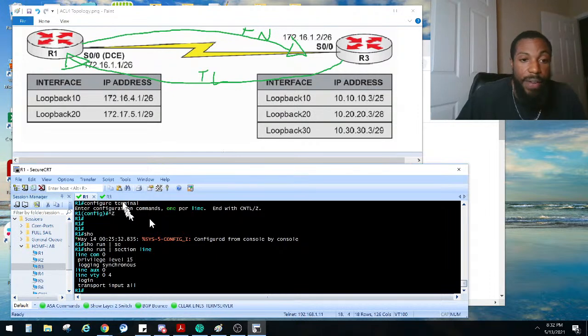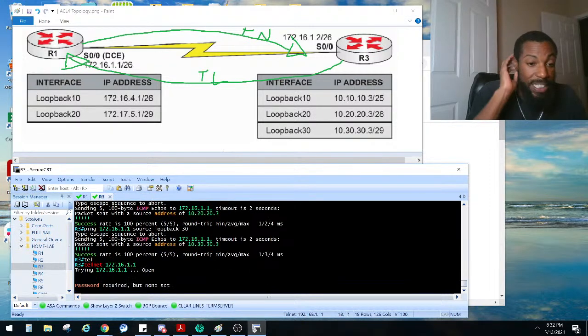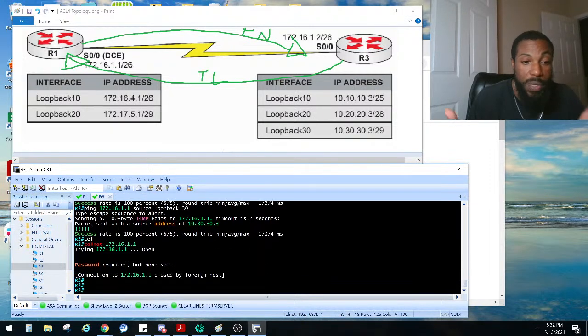What happens if you Telnet, right? Let's say we did telnet 172.16.1.1. Boom, it says password required but none set. So you can't Telnet from router 3 to router 1. You can't do that. You have to have a password set up.